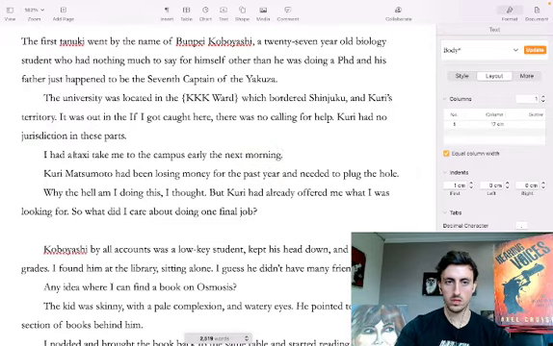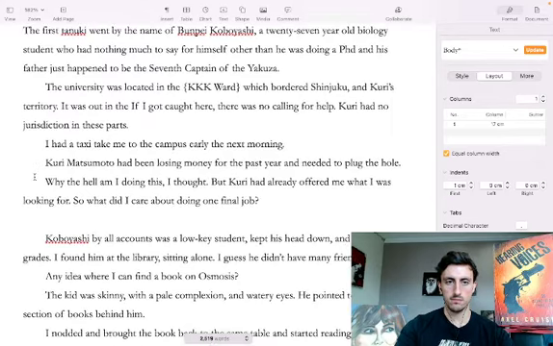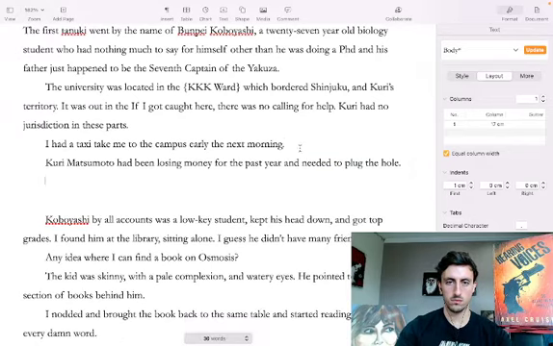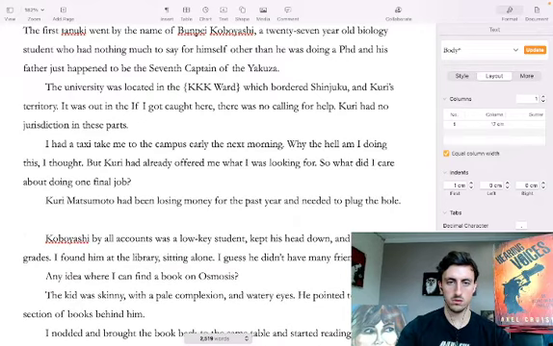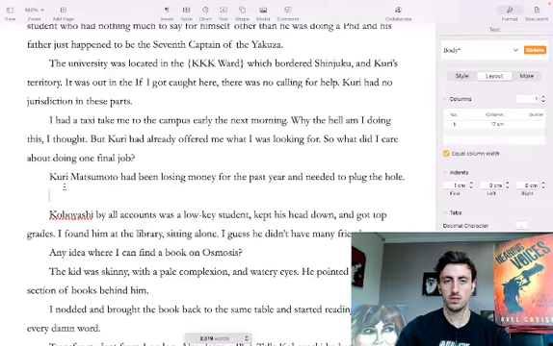Early the next morning, we're just setting the time. Okay, it's early the next morning. Something like that. Next morning. Okay, we need to explain exactly what the problem is. You know, that's this line. You know, you're losing money for the past. Yeah, she needed to plug the hole. Okay.